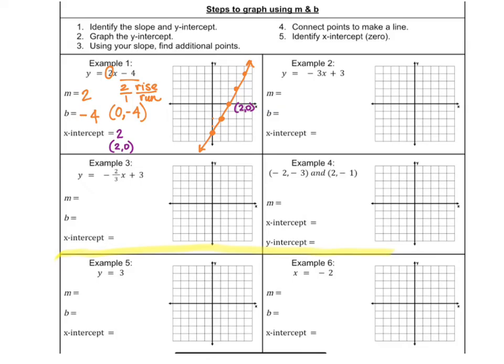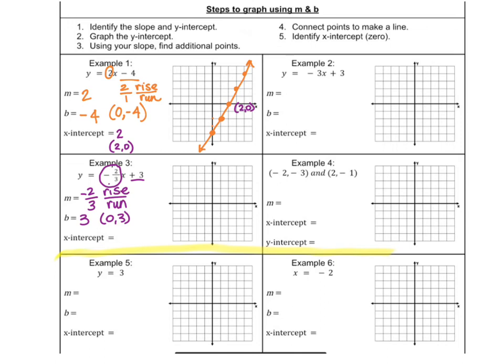So example 3 says that my slope is -2/3. Oh, remember to take the sign. It's okay to have a fraction, right? That actually is helpful. I already have my rise over run. It's already a fraction. And then my y-intercept is positive 3. Remember, I can write this as (0, 3).